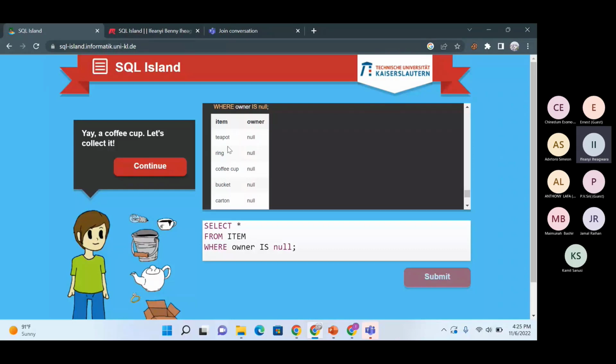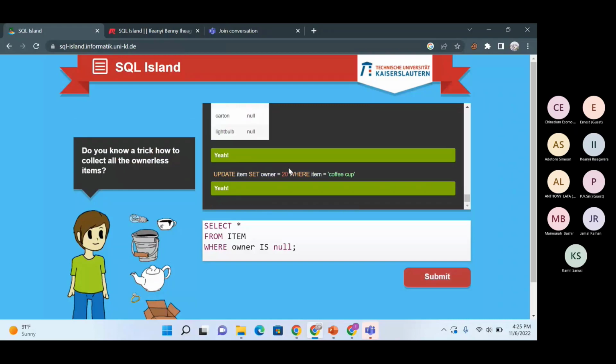But there are a lot of items, and we can't be doing that one by one. So we need to write a command now that is going to allow us to set literally all the items as ours. Okay, so we're going to use the update. We just want to update the table. We want to update the items table so that we are now the owner.